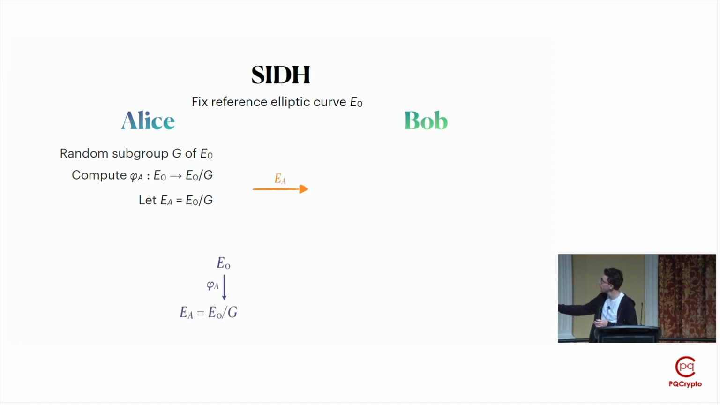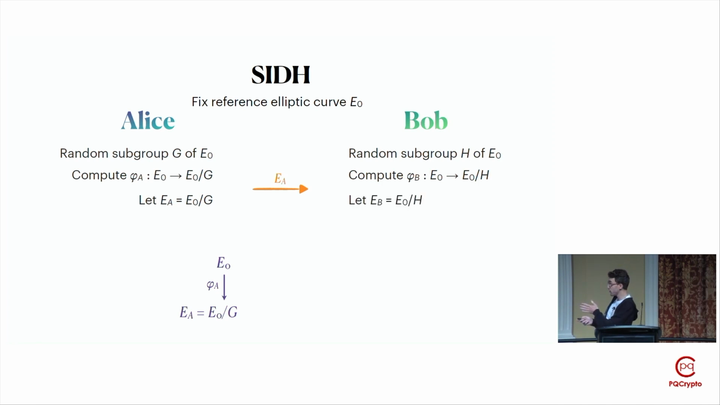Oh, okay, first maybe I want to represent a diagram for this isogeny. So you have the starting curve E0, it goes to the quotient by G, and we call this isogeny phi A. Now Bob does the same thing. With a random subgroup H, he computes the corresponding isogeny, calls the target EB, and sends EB to Alice.